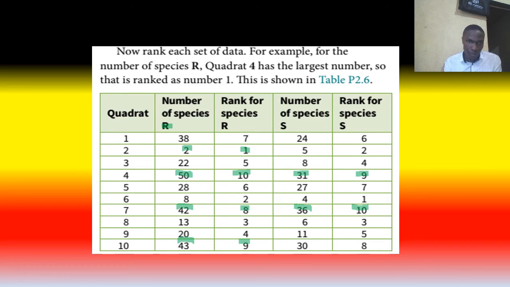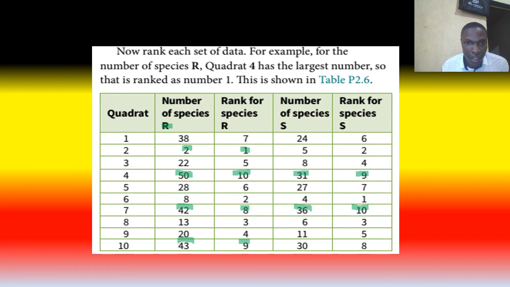For example, we look at species R. In the 10 quadrats, we look for the quadrat which had the highest number of species. Like in this case, it is quadrat number 4, which had 50 species, and we give it 10. Remember, we threw 10 quadrats, so it takes the highest value, that is 10. It is given the highest rank. Then which one follows? Let's check. It was the 10th quadrat which had 43 species of R, and we rank it number 9.